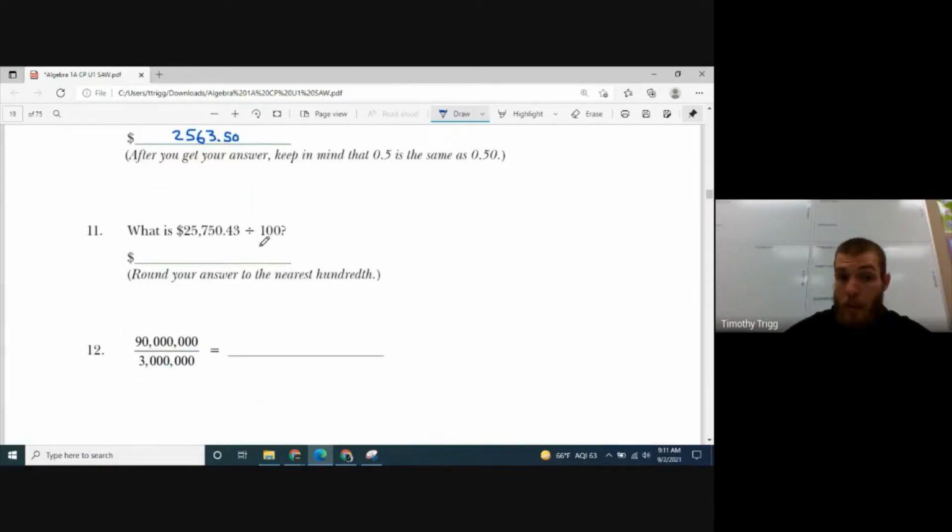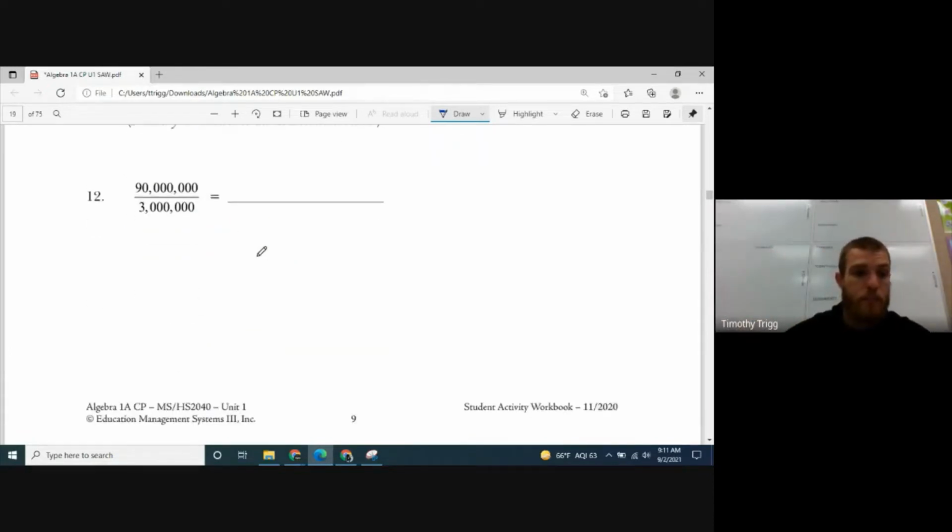Divided by 100, remember that moves the decimal to the left. So see if you can do that one. For this one, dividing here, oh, there's 6 zeros down here and 6 zeros up here. We can cancel those. Now I just have 90 divided by 3. Well, 9 divided by 3 is 3, and then just put an extra 0, 30.